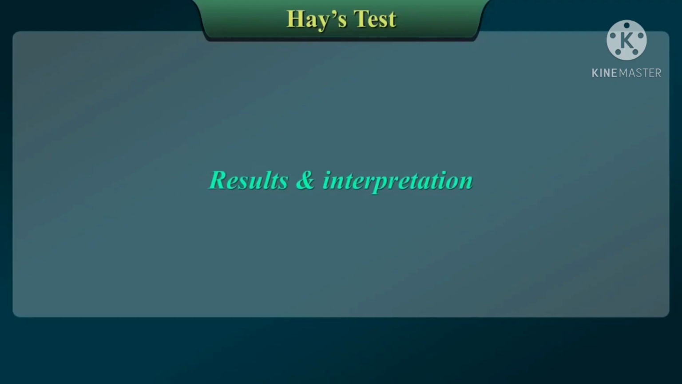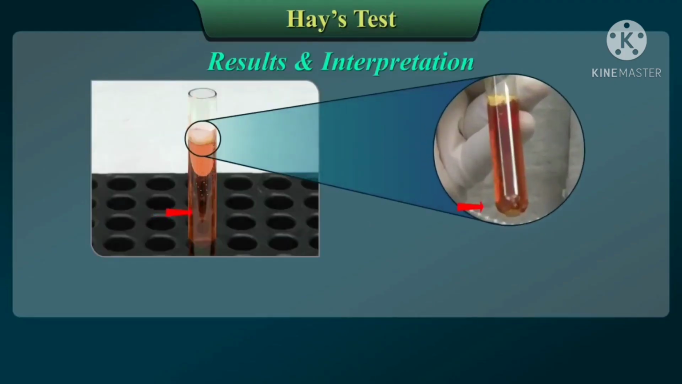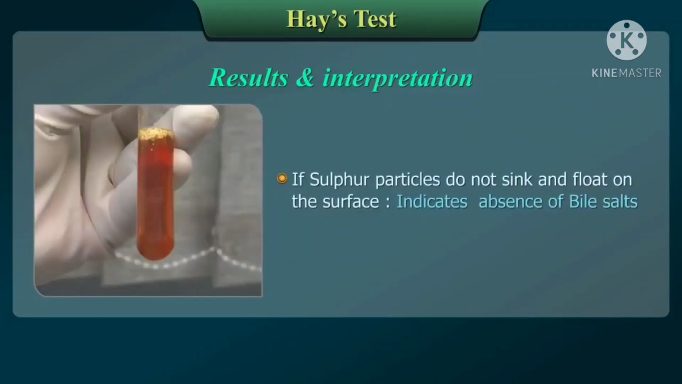Results and interpretation: if sulfur particles sink to the bottom of the test tube, it indicates the presence of bile salts in the urine sample. If sulfur particles do not sink and float on the surface, it indicates the absence of bile salts.